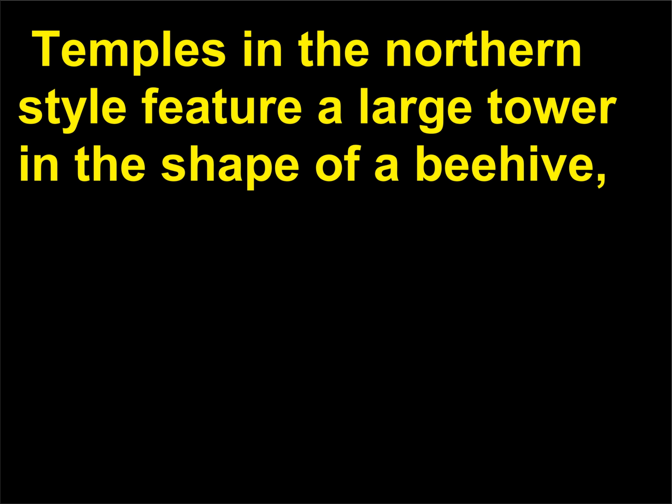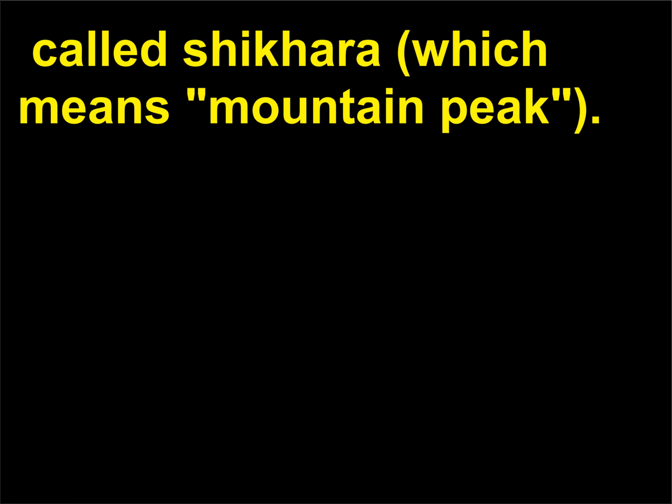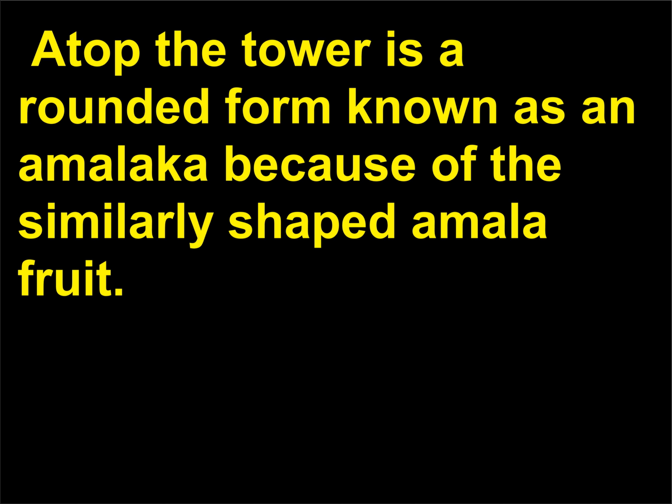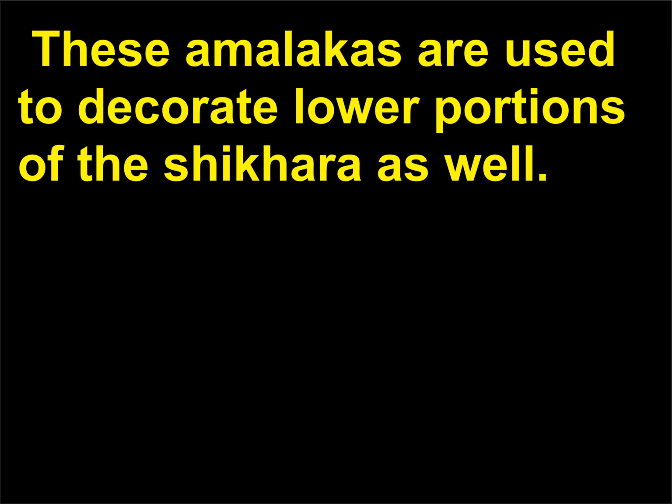Temples in the northern style feature a large tower in the shape of a beehive, called shikhara, which means mountain peak. Atop the tower is a rounded form known as an amalaka because of the similarly shaped amla fruit. These amalakas are used to decorate lower portions of the shikhara as well.